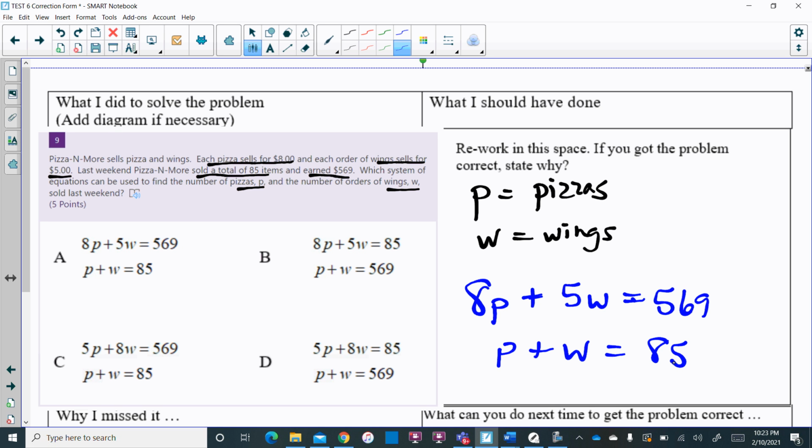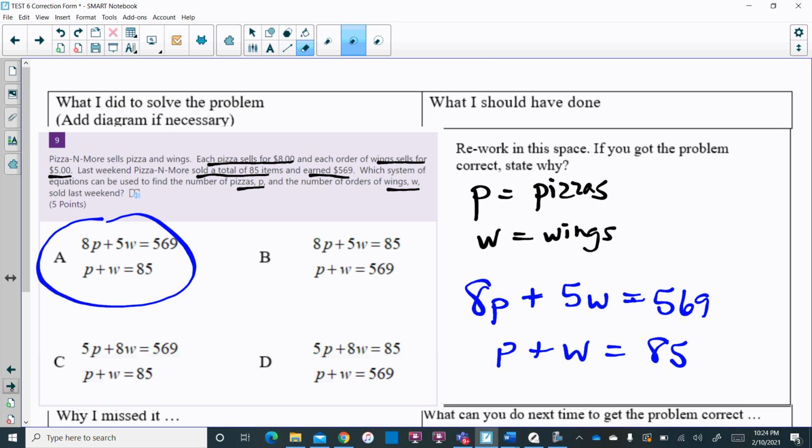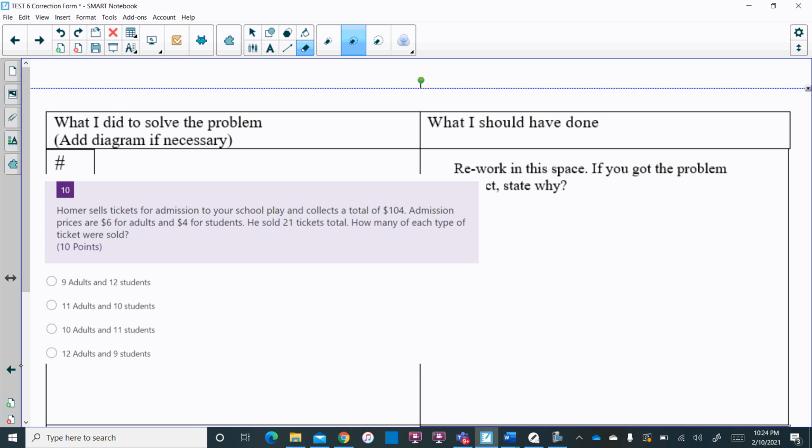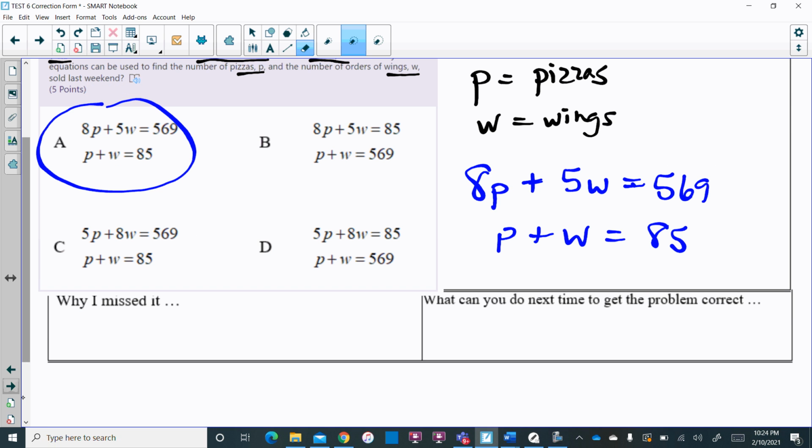Just writing the system. And writing the system, just the first two steps are identifying your unknowns, your variables, labeling your variables, and then writing your equation. So right off the bat, we should have just seen A, and we shouldn't be spending a lot of time on this. People who missed it, I think, picked D. They mixed up the 85 and the 569. Or maybe it was B. I think it was B. The ones I saw that were mixed up. So not that much on that one. Don't forget why you missed it. What can you do next time?